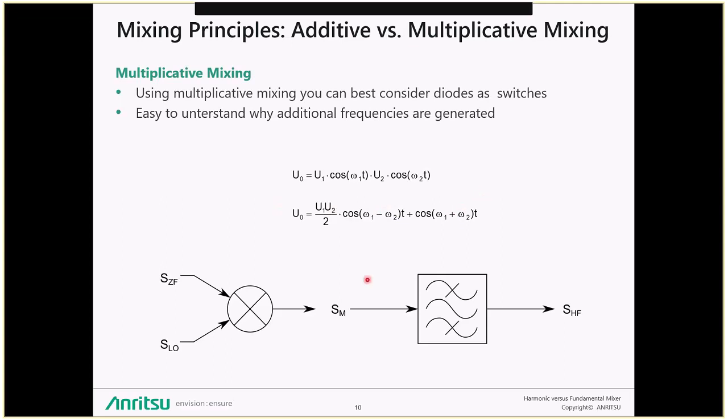So what we have at the output at the end is just two signals with two different frequencies, made of the addition and the subtraction of the LO frequency and the RF frequency. What we are doing at the end is just filtering these two frequencies to get the one that we want to use.